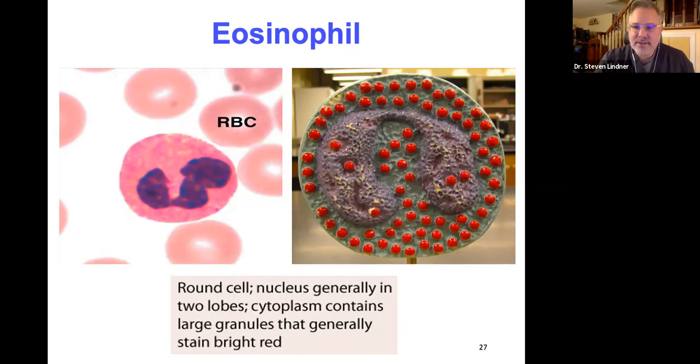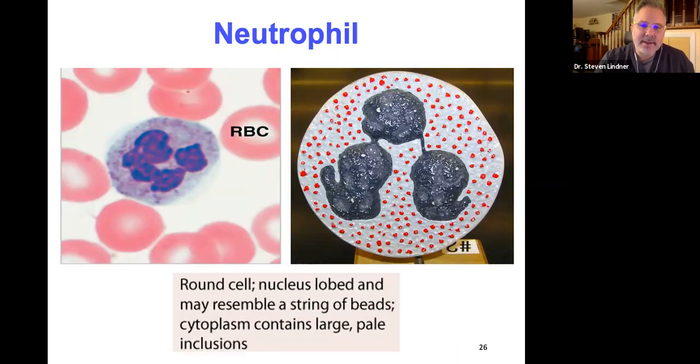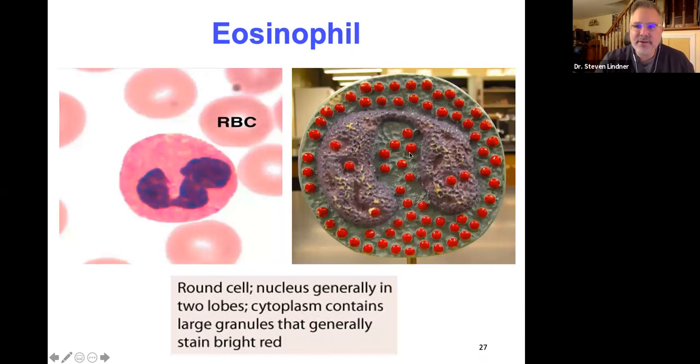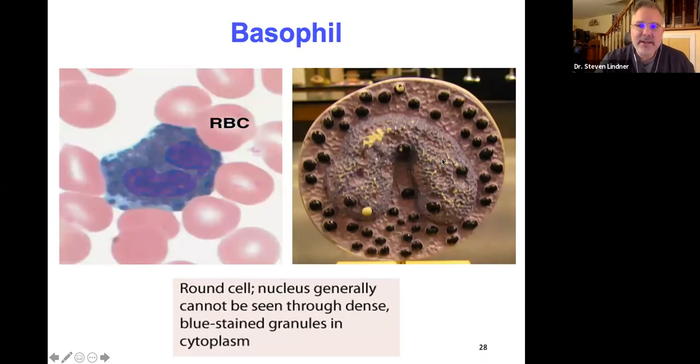The eosinophil has larger granules, but also compare the nucleus. This has 2 lobes on the right. This has 1, 2, 3, maybe 4 to 5 lobes. So a neutrophil has 3 to 5 lobes to the nucleus. An eosinophil only has 2 lobes of the nucleus. And a basophil has a kidney bean shaped nucleus, but sometimes it's obscured, it may be hard to see because everything's darkly stained.